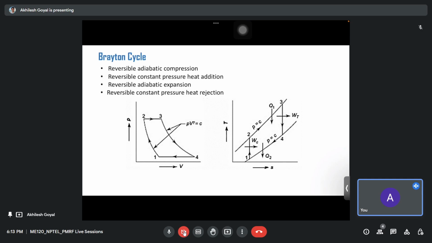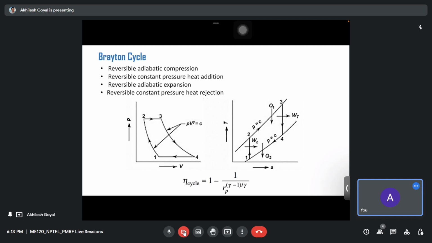So this Brayton cycle can be seen on the TS diagram as well. Okay, so it includes two reversible adiabatic processes and two reversible constant pressure processes. And the efficiency of this Brayton cycle is given as 1 minus 1 by Rp raised to power gamma minus 1 by gamma.